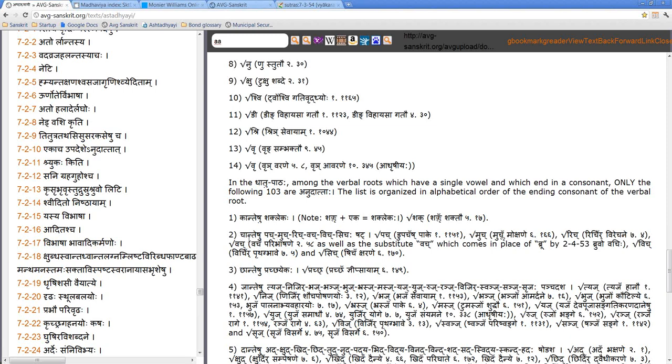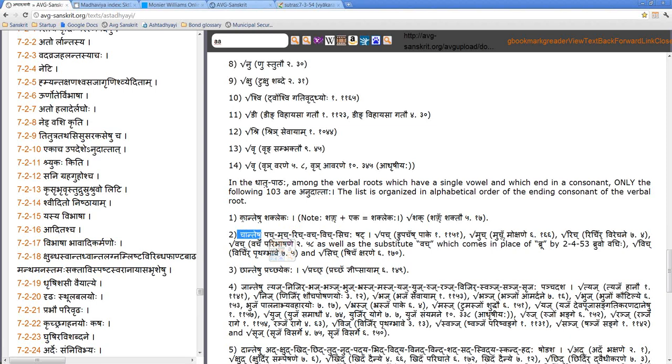Then ka, kha. So there is not a single one there, which means that all dhatus, whichever dhatu is ending in a khakara, whatever it may be, they will all be udatta. Same thing, ganteshu, there's nothing there. Ka, kha, ga, gha, ganteshu, nothing there. So from kanteshu, directly we went to chanteshu. So in the entire kavarga ending dhatus, only one dhatu is anudattaha.